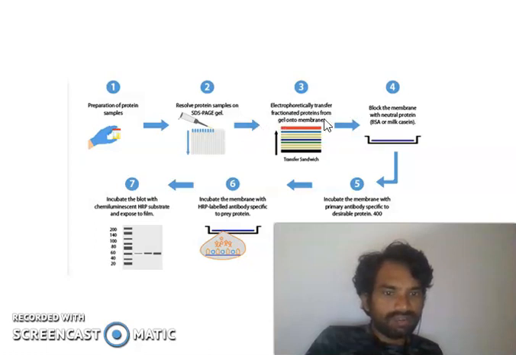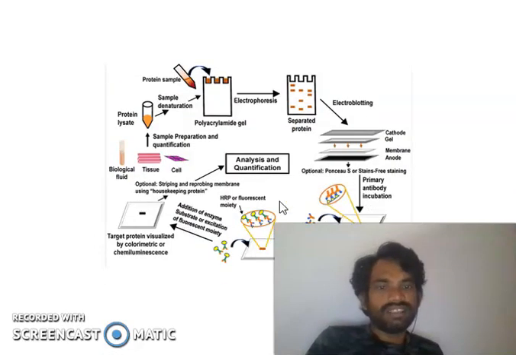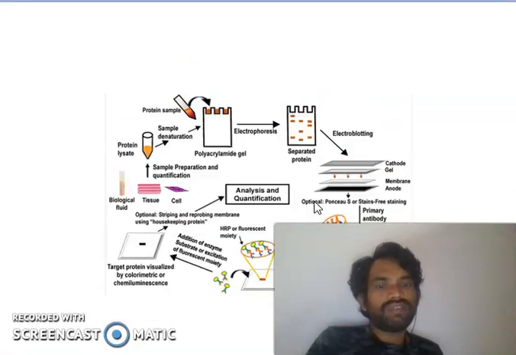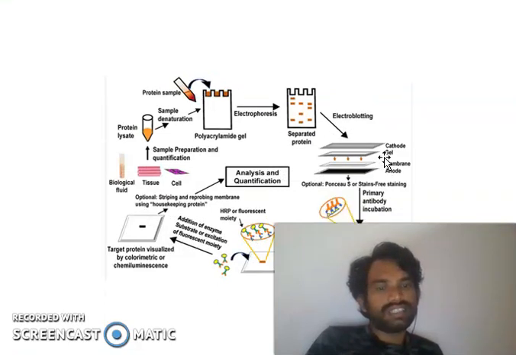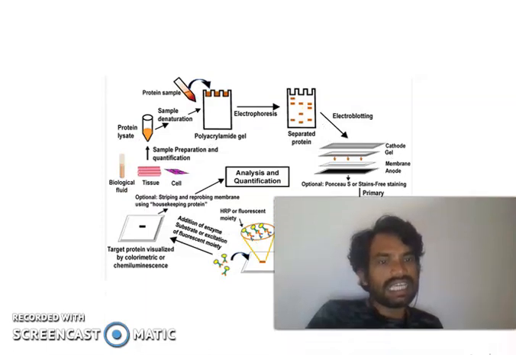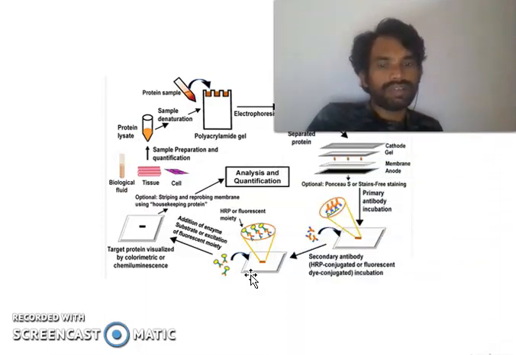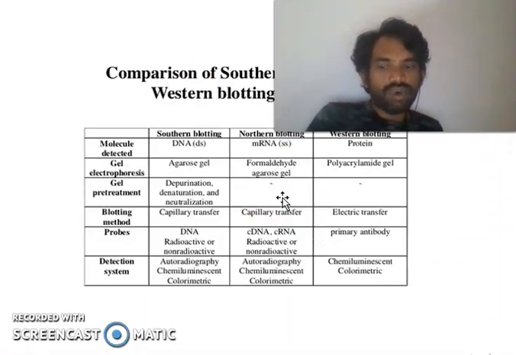Then electrophoretically transfer the protein fractions from the gel onto the membranes, then block the membranes with BSA or milk. Then you incubate for a few hours, or even 24 hours, and then you can go for the detection. These are the actual steps involved in the Western blot technique, and you can see clearly how to follow them one by one.